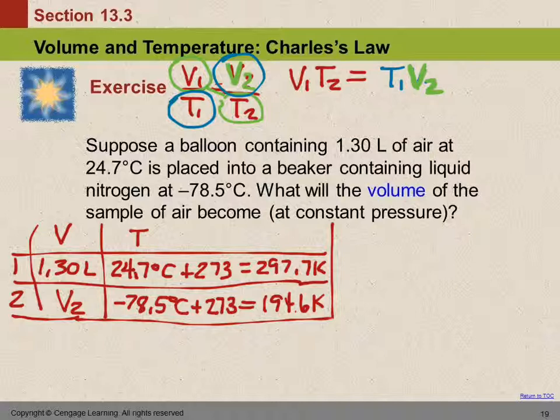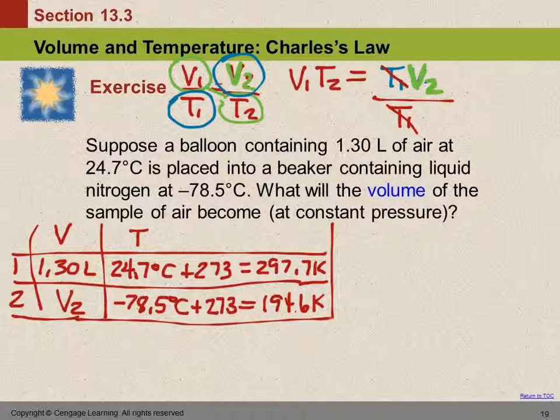To get him by himself, we have to get rid of the other things that are with him. So there's a T1 over here. To get rid of that, we're going to divide by T1, because anything divided by itself is 1. T1 over T1 is 1. And now we've got V2 by himself.